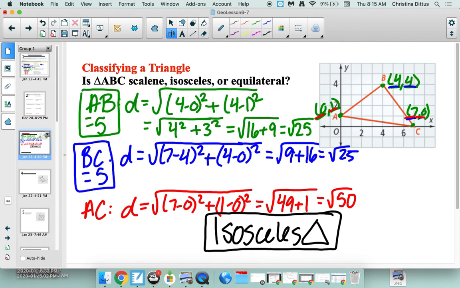Okay. And then if you scroll down, or on your bottom half of the page, it asks, is it a right triangle? No. Yes. Okay. No. Well, you can't just say it. No, you can't just say it. All right. Here's how we determine if it's a right triangle.